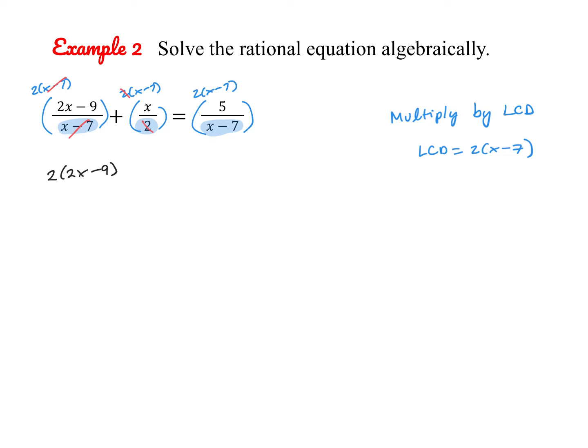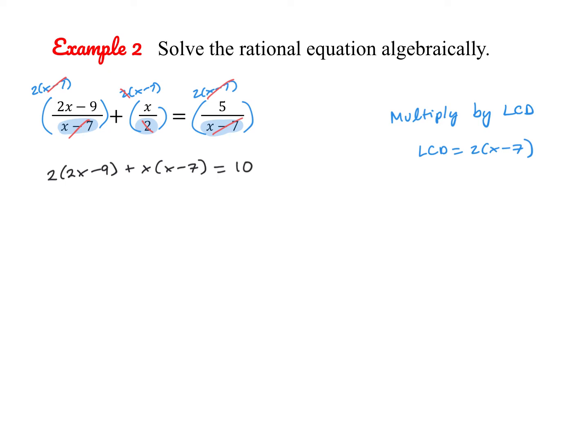Here, 2 cancels out, so I'm left with x times x minus 7. And then here, x minus 7 is a common factor, so I'm just left with 10. So you can see that in one step, it's already a much easier equation for us to solve.